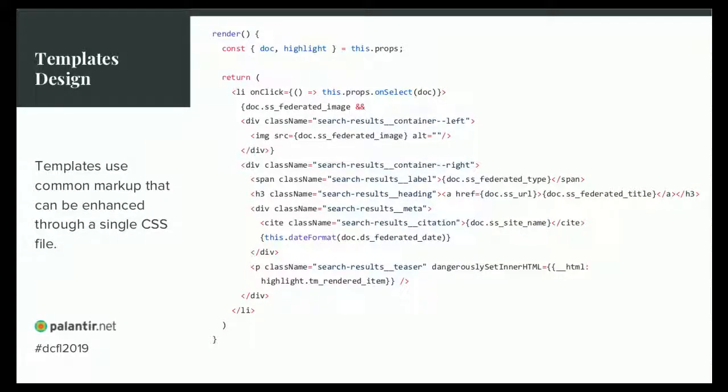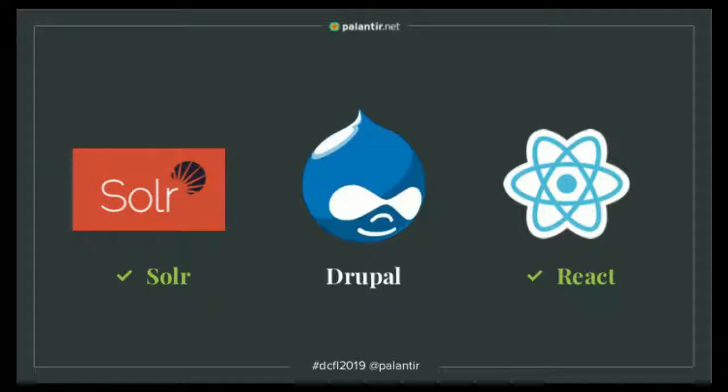So essentially you get a working application, and if you add your own unique CSS file, you can go in and say, I just want to change the way these search results look. And this is all semantic markup. It's really nice. It's really, really clean. So what is Drupal? We have the Solr part done. We have the React part done.